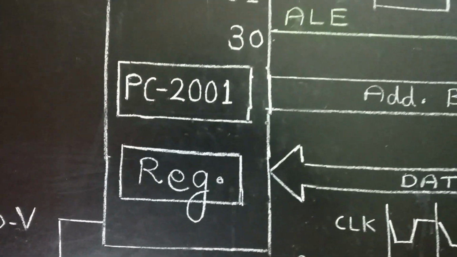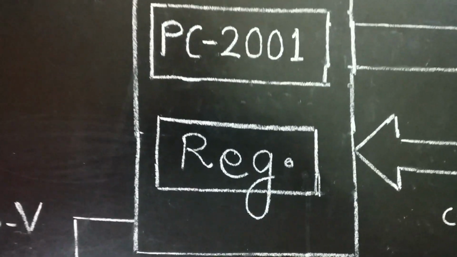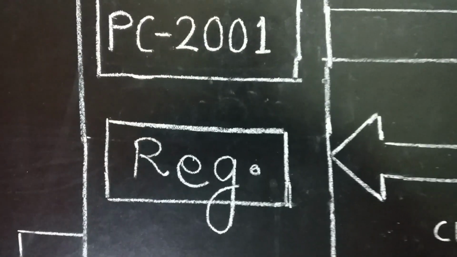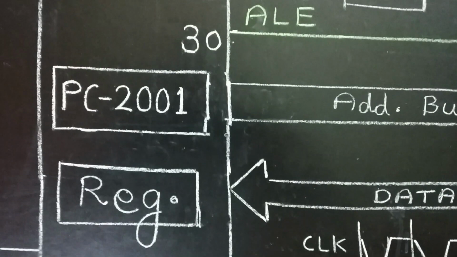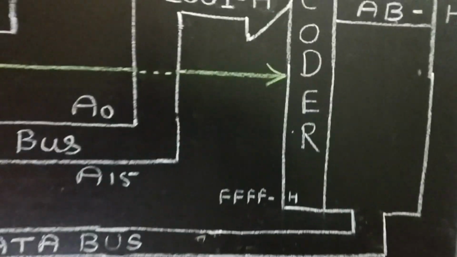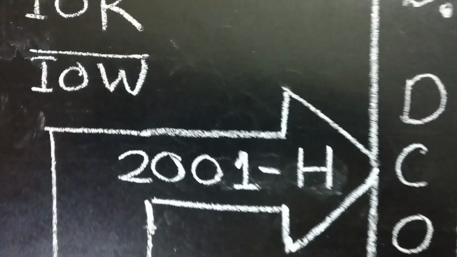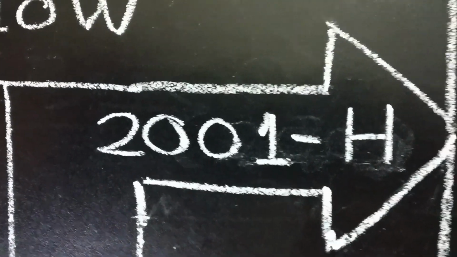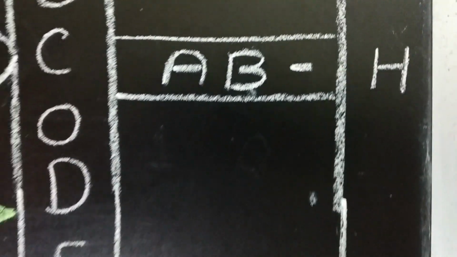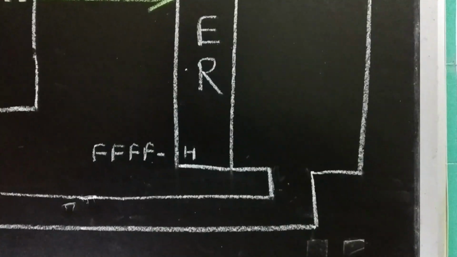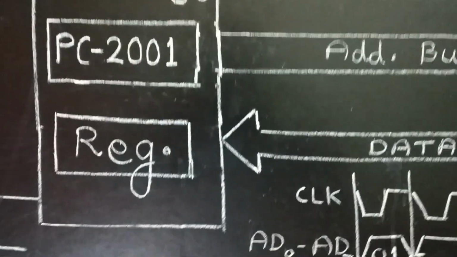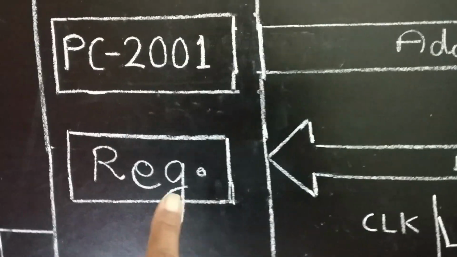Inside the processor, different locations are there. As here we have shown the register. That means in this lecture we will understand how the data at location number 2001H, the data being ABH, will be transferred via the data bus to the register.